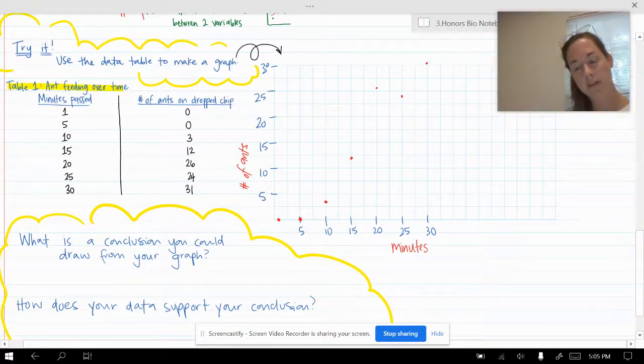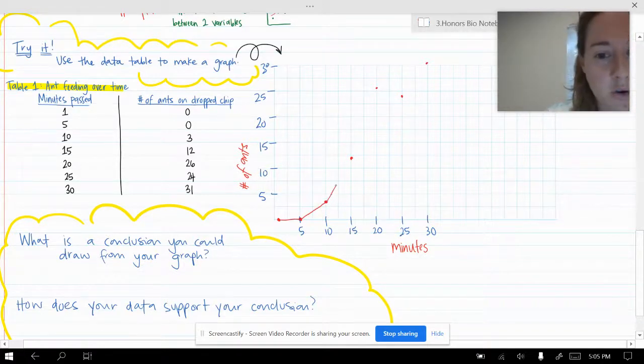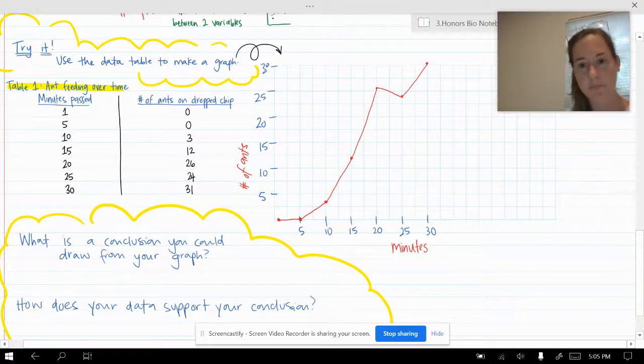Okay. So then the next thing you need to make sure you do is connect your dots. If you are doing a graph that has two different lines, so maybe you did two different trials of this, or you did it on two different days, or you did it with a chip and then another food, you would want to make sure that you use either a different color line, or one line would be dotted and one line would be solid, just a way to tell the difference.